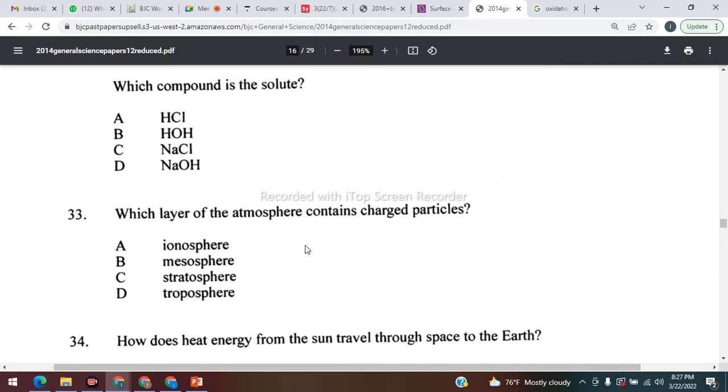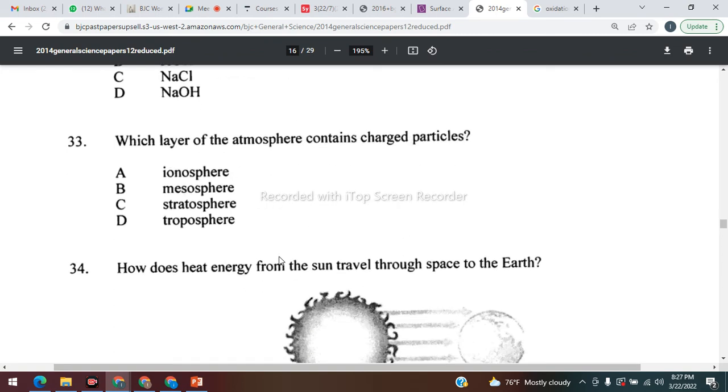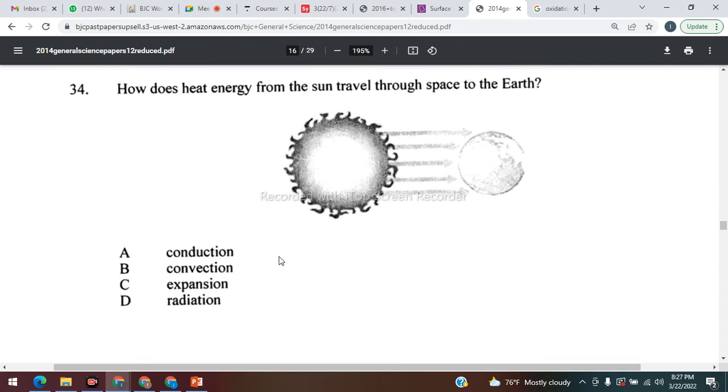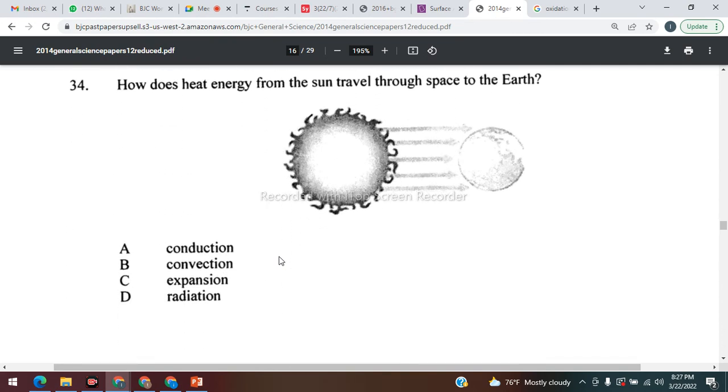I was gonna say stratus. Tell me why. I was thinking about the inside of the earth. No, ions. Ions are positively or negatively charged particles. So ionosphere.